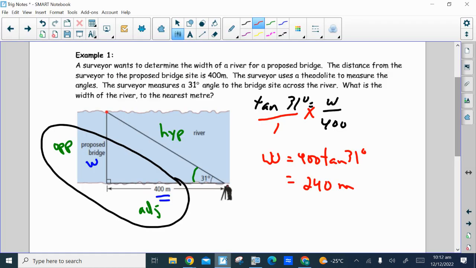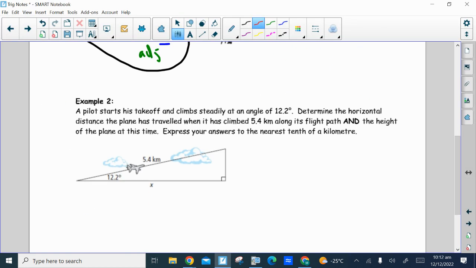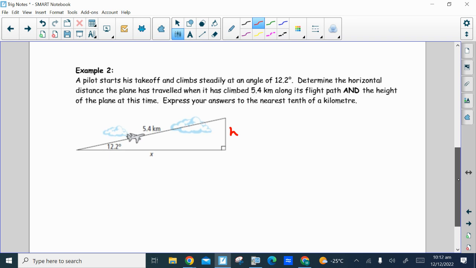Okay, so there's that one. Next one, a pilot starts his takeoff and climbs steadily at an angle of 12.2 degrees. Determine the horizontal distance, which is what x is, that the plane travels when it has climbed 5.4 kilometers along its flight path, and also the height of the plane at this time. So we want to find both x and h to the nearest tenth of a kilometer. So let's say we want to find x first.